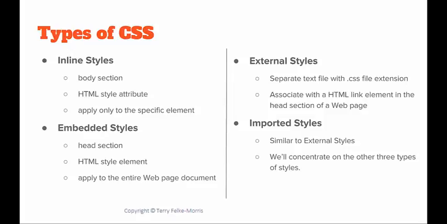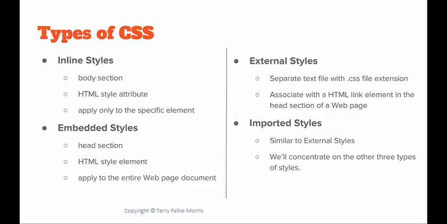Inline styles are the most basic. In the body section of an HTML document, we have a series of elements, or tag pairs. For each of these tags, we can use the style attribute to specify different customizations we wish to make to the style of that particular element. With embedded styles, we utilize the head section of an HTML document, and we use the style element, or more appropriately, the style tag pair. Here we can set up styles that apply to the entire document.